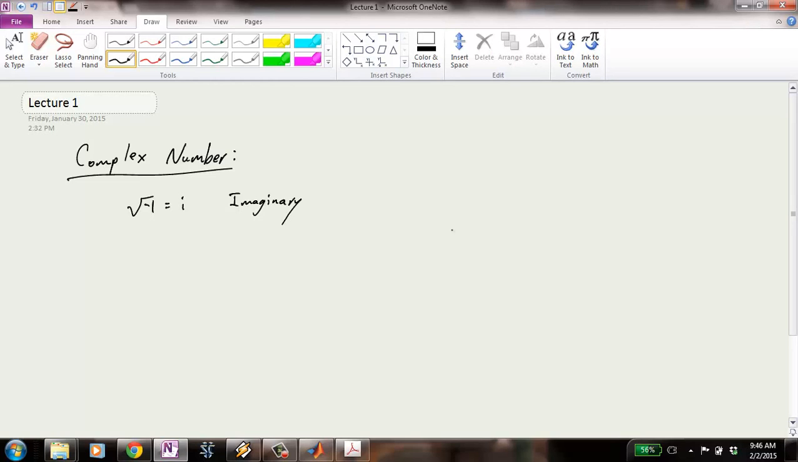All right. Of course, a complex number might be something like 1 plus i. There you have a real part. There's a real part and an imaginary part.